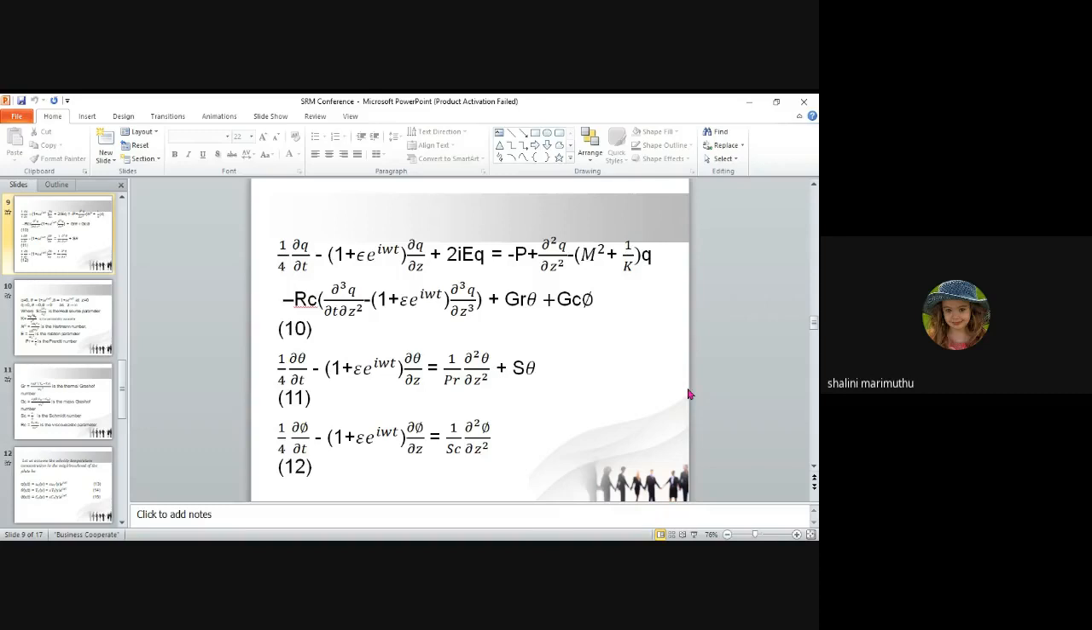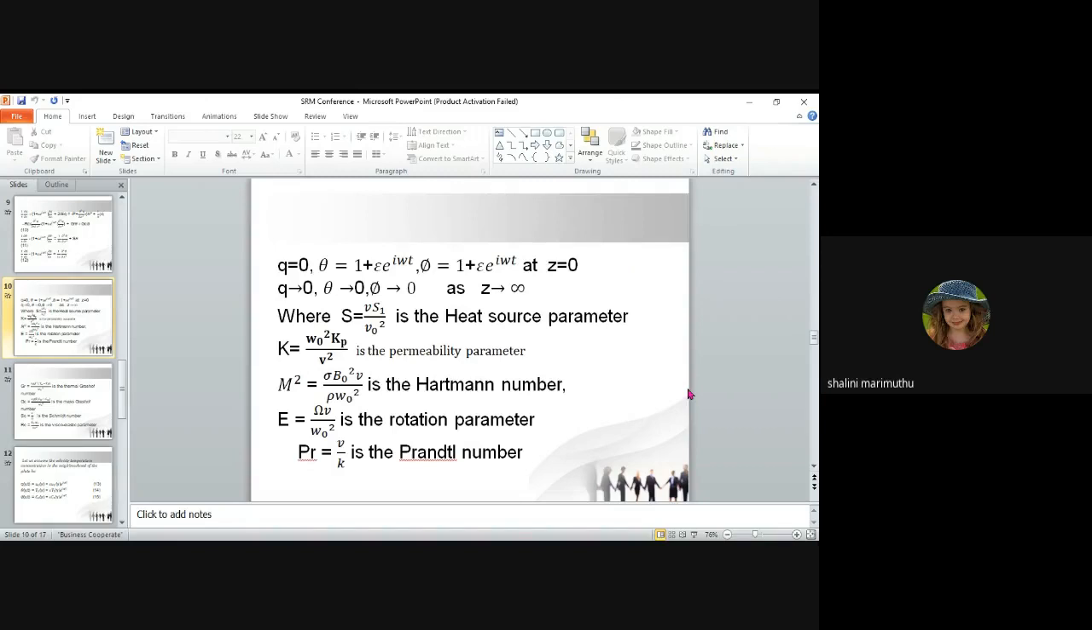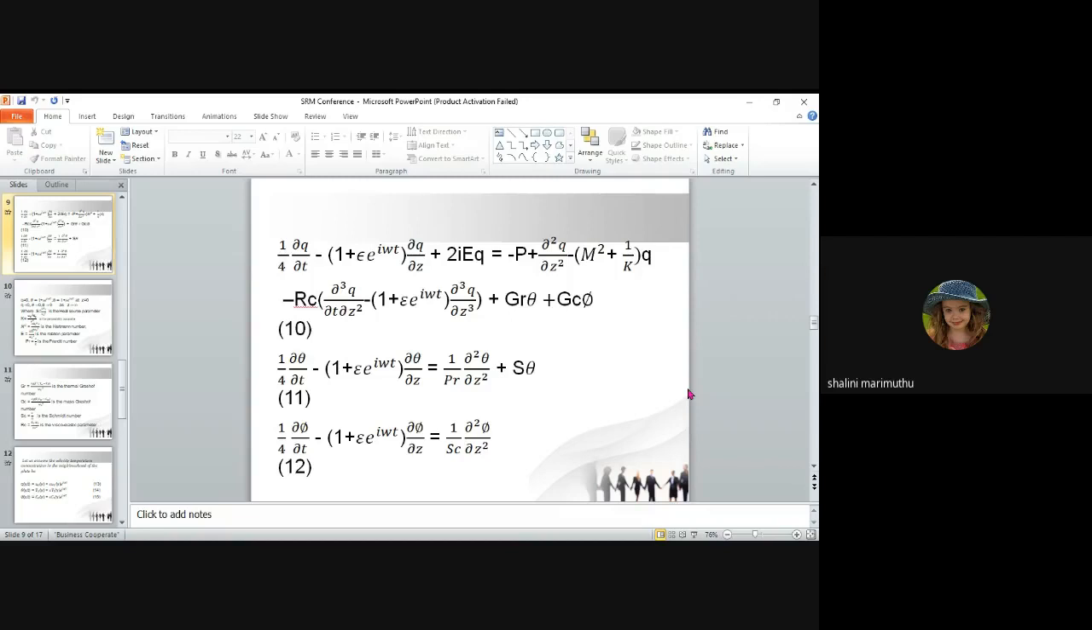Okay, sir. Here we have arrived at equations 10, 11 and 12. Equation 10 is the solution for the velocity, the 11th equation is represented under theta, and the 12th equation is the equation of concentration, which we have taken under phi. Next slide, sir.